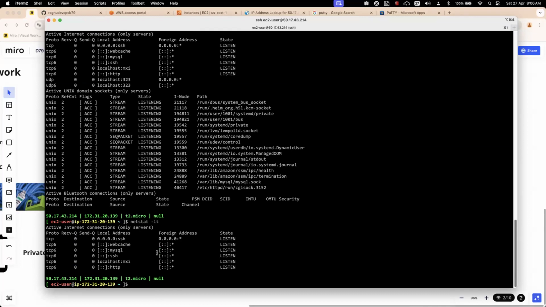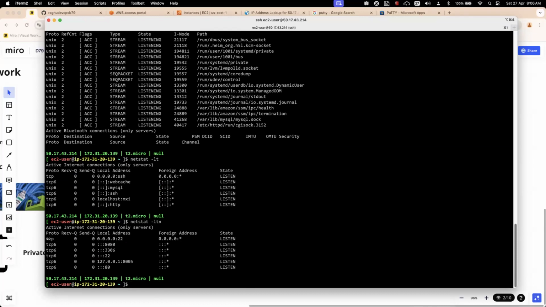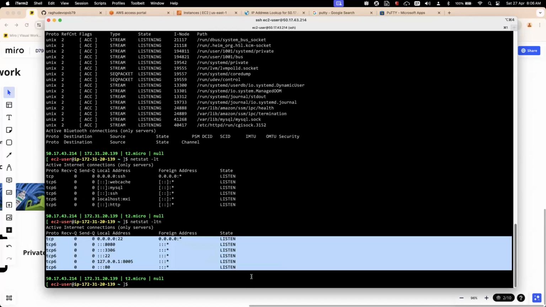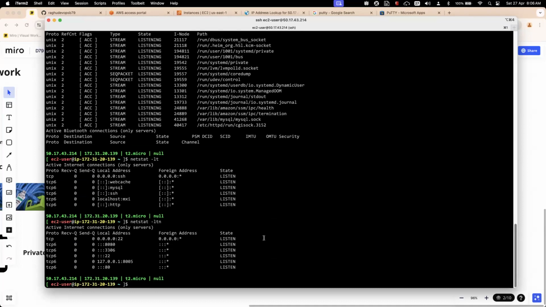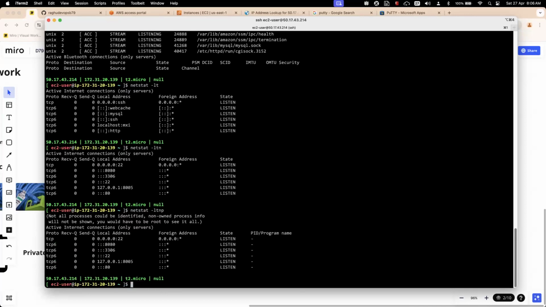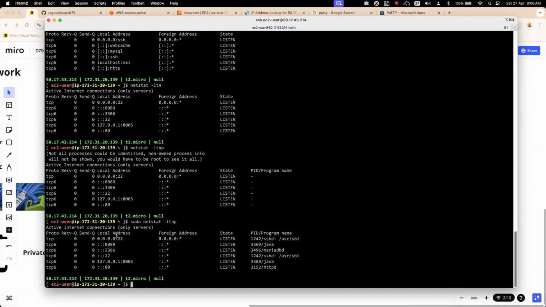Now you can see these are the ports which are open. If you want to see the numbers, you can use LTN, then you can see these are the numbers. If you want to see the process associated with each, you can use netstat -lntp; NP also you can give, and then it will tell you which process is associated. A normal user can't do that, so that's where you can use sudo. Now in this particular system, there are many ports open.